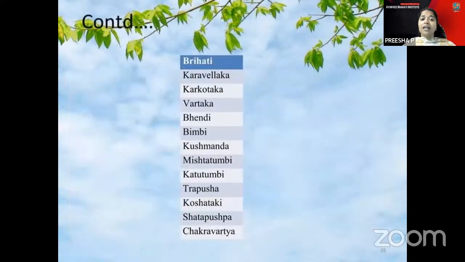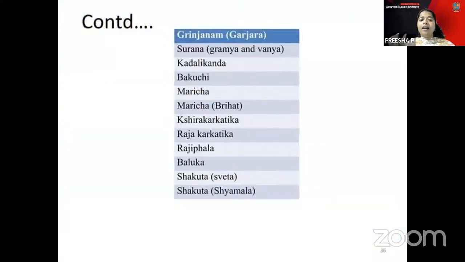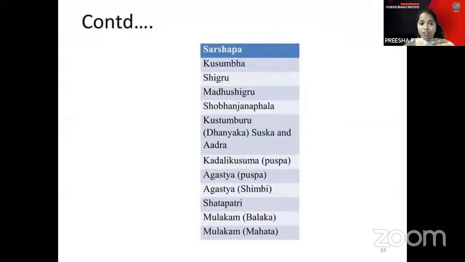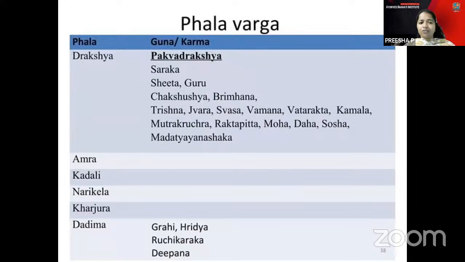Also, you have the Brahati, Karavelaga, and Chakravartya there with the Katutumbi and the Trapusa. And the Grinjana, Surana, Raja Karkatika, and the Rajifala are also there. It's not so important. These are the important things which are mentioned there. And some of the Draksha is mentioned there.